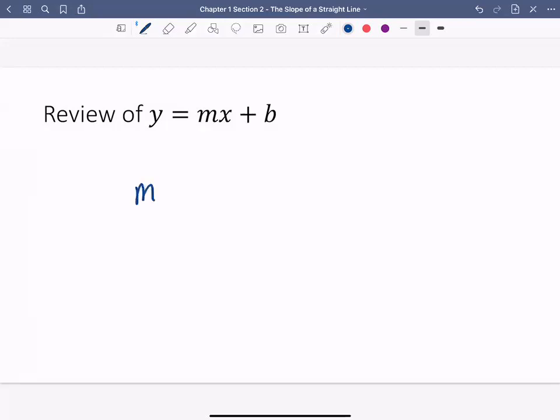So first off, m is our slope, and we'll talk more about slope on the next slide. And then b is our y-intercept. The y-intercept is the point 0, comma b. So if at the end of that equation it said -1, then your y-intercept would be 0, comma -1. If at the end of the equation it said +8, then your y-intercept would be 0, comma 8.